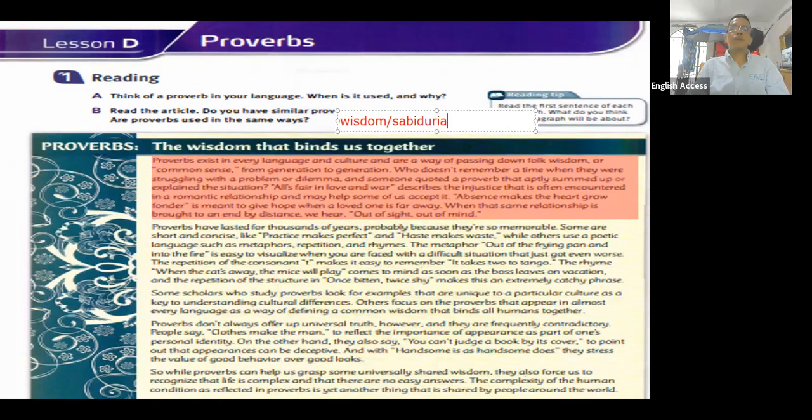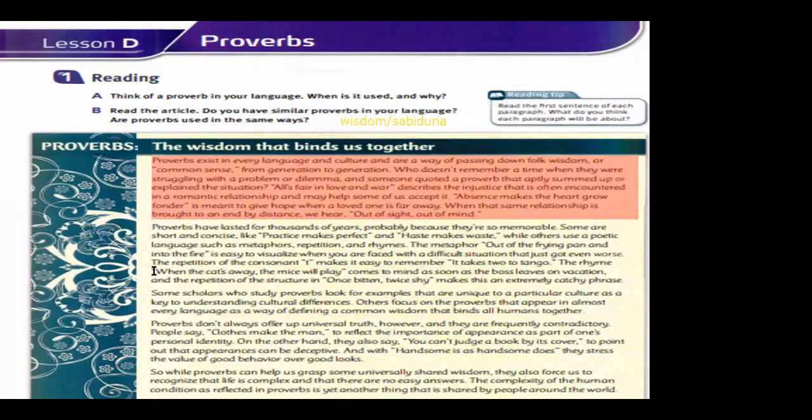Okay, let's continue. Yellow parts. Proverbs have lived for thousands of years, probably because they are so memorable. Some are short and concise, like practice makes perfect and haste makes waste. While others use a poetic language such as metaphors, repetition, and rhymes. The metaphor out of the frying pan and into the fire is easy to visualize when you are faced with a difficult situation that just got even worse. The repetition of the consonant T makes it easy to remember.